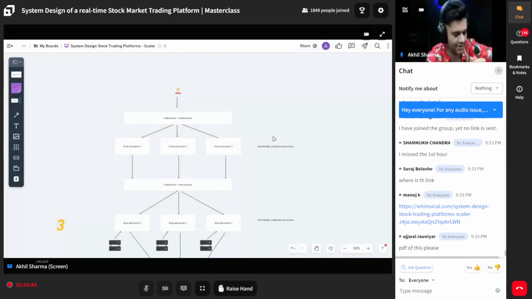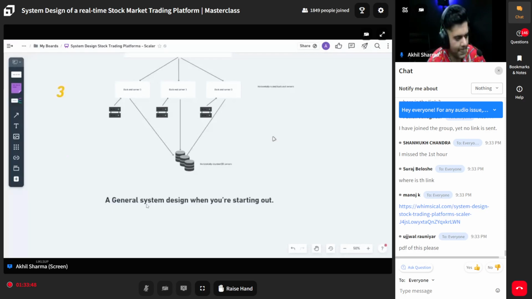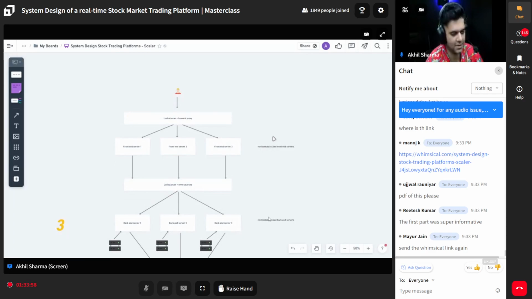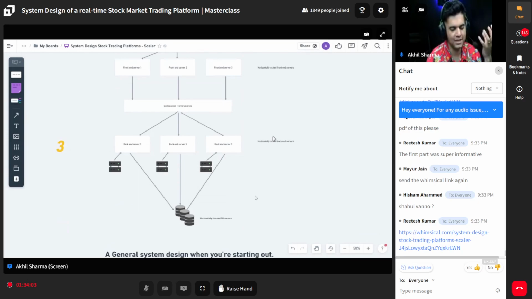Okay, so when you start with system design, let's say you have zero experience. You have no context. You're just coming as a junior developer, somebody who has 6 months of experience. This is the system design that you'll draw. Now, the reason why I'm showing you this is because you can see this, and then you'll see where we actually reach today at the end of the session.